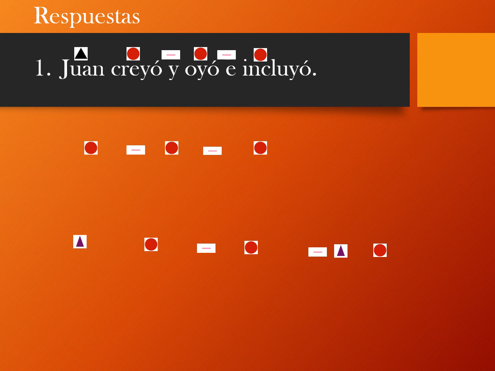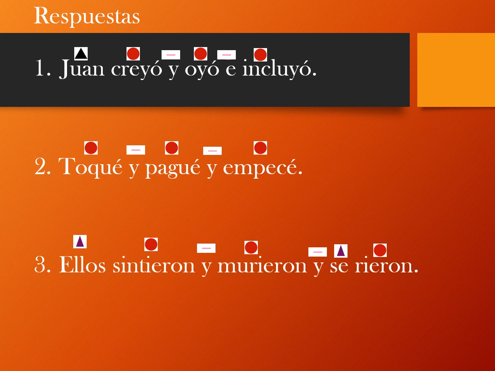Juan creyó y oyó e incluyó. That E in front of incluyó is because you change the conjunction y, and, into the letter e in Spanish, so it doesn't all run together. E incluyó instead of y incluyó. Número dos, toqué, pagué, empecé. Tres, ellos sintieron y murieron y se rieron.